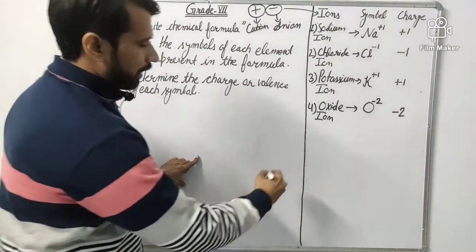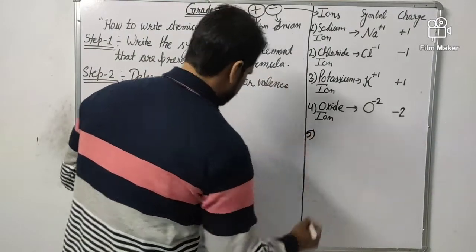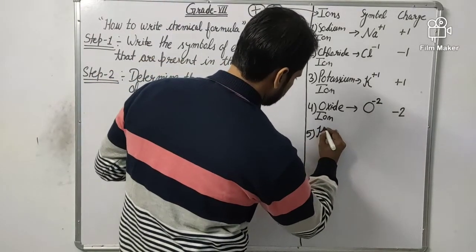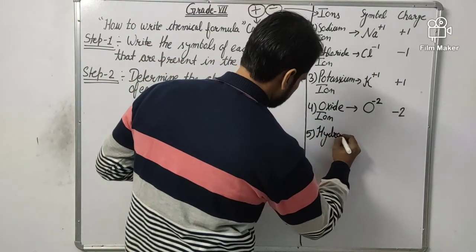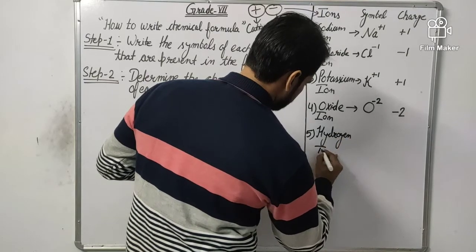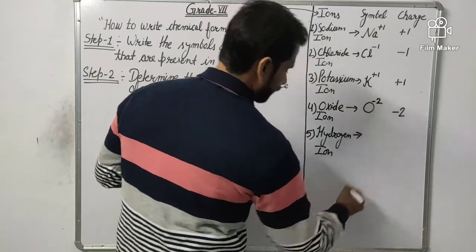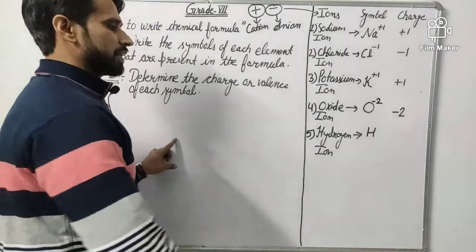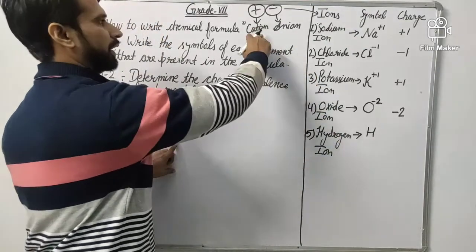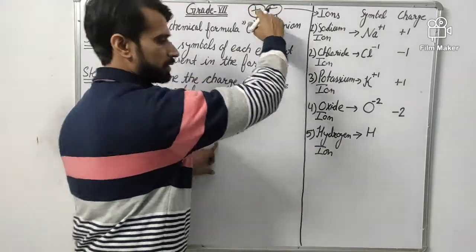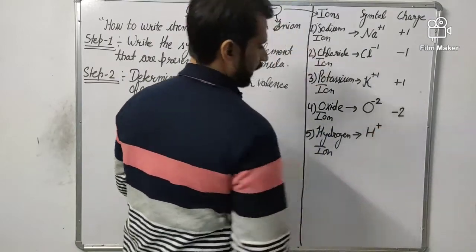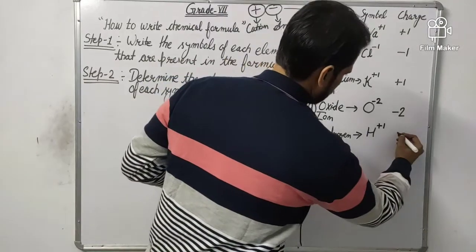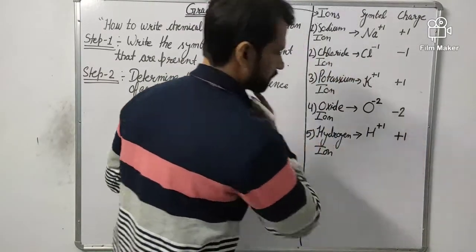Okay, now next ion. Next is hydrogen ion. Hydrogen has symbol H, and when hydrogen comes in its ionic form, it loves to become a cation. Cation means positive charge, H positive, and the quantity of charge is 1, +1. So therefore the charge on hydrogen ion is +1.